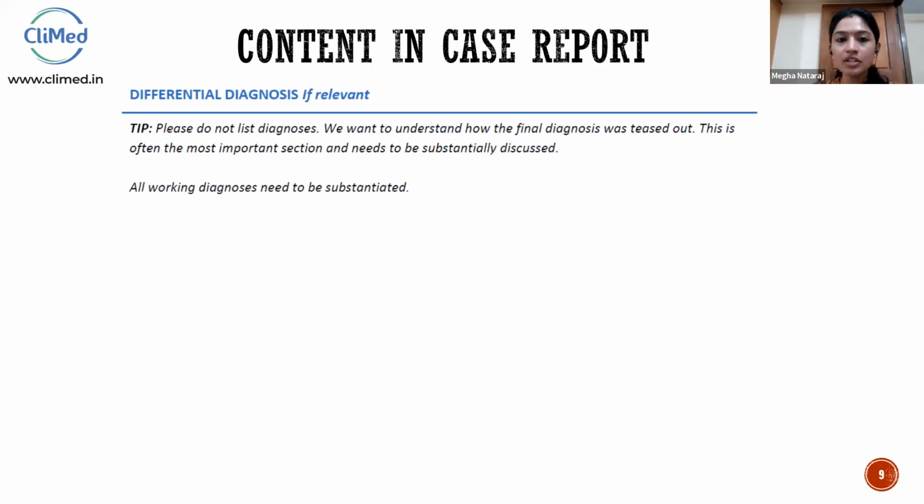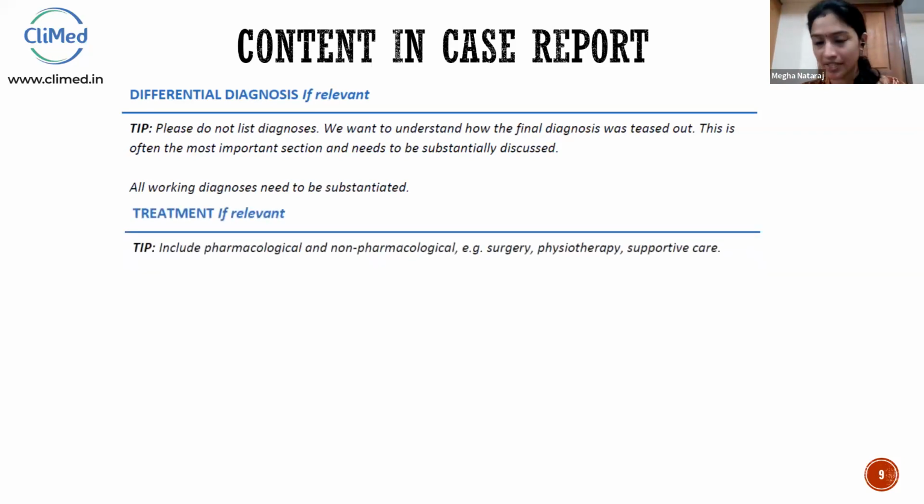Usually what happens in differential diagnosis is that we get carried away. We'll write this also, we'll write that also, we wrote this, we wrote that. Then the story, the meaning that we add to our case report, gets diluted. So you have to be very careful about chalking out the exact information that you want your reader to read.